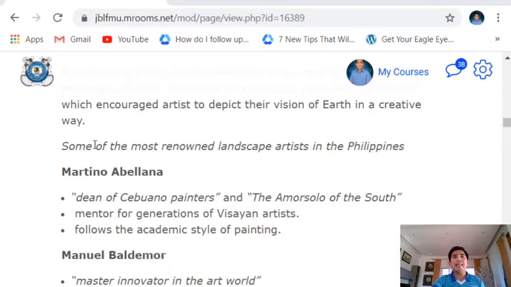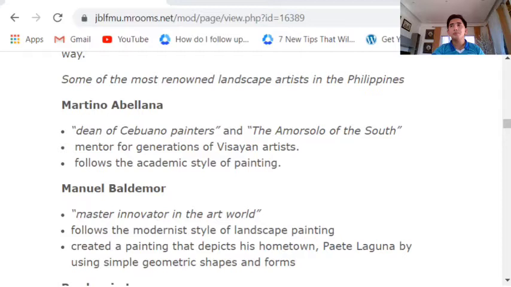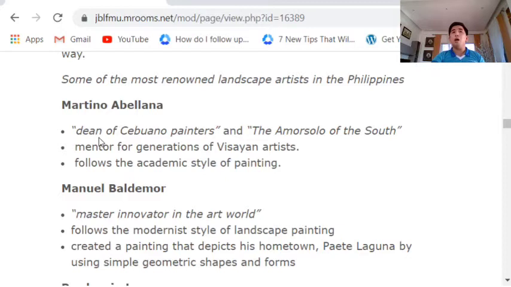So some of the most renowned landscape artists in the Philippines is first Martino Abeliana. He is known as the Dean of Cebuano Painters. So when we refer to someone as the Dean, kumbaga, siya ang head ng class, right? So si Martino Abeliana was known to be the Dean of Cebuano Painters. So kumbaga siya ang pinaka-head.